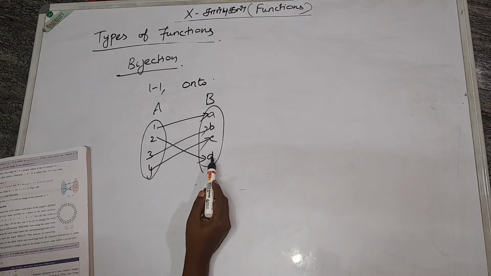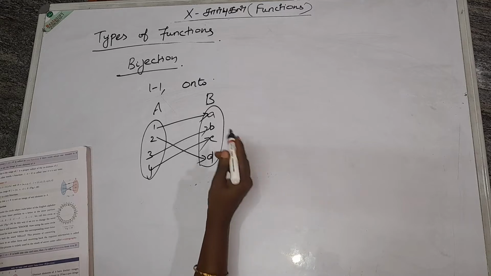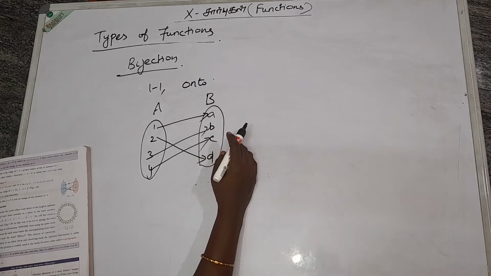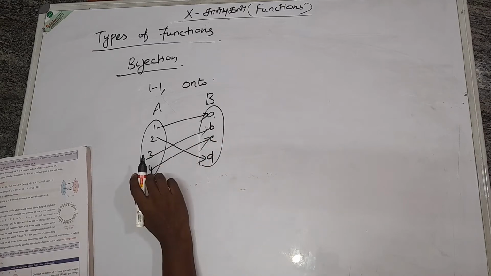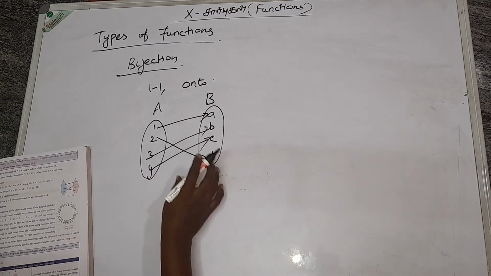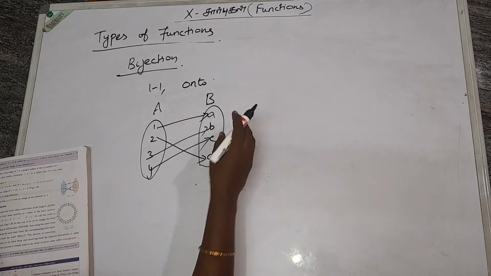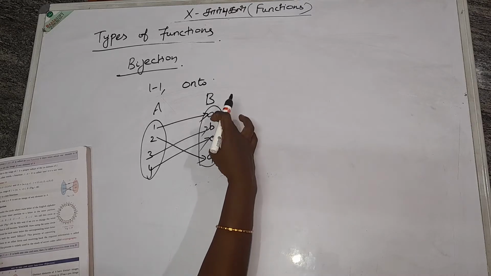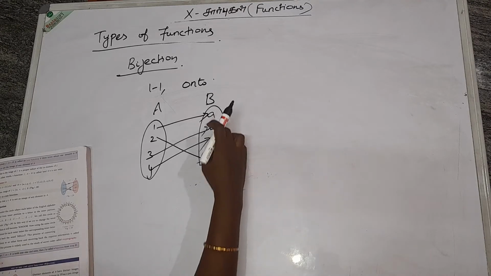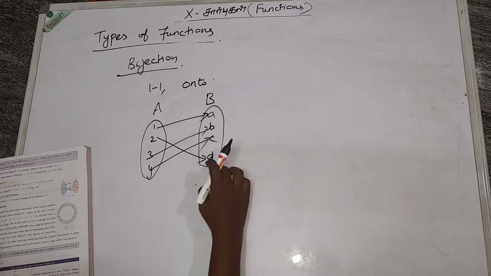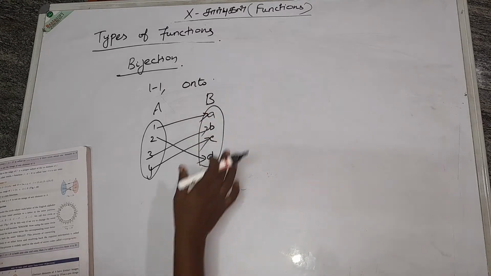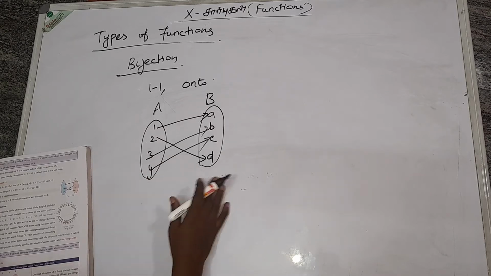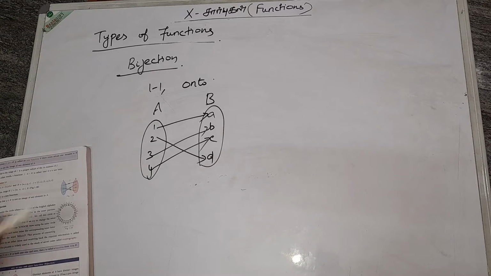And what is onto? What is the condition? Every element in the codomain should be the image of an element in the domain. So the range is equal to the codomain. That is the important condition of an onto function. So here the range is A, B, C, D, because the set of all images is called the range. It is nothing but the codomain. Therefore we can say this example is a function that is 1 to 1 and onto. So such a type of function is called a bijection.